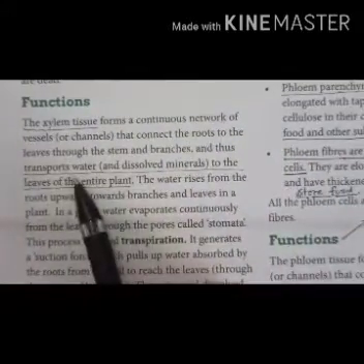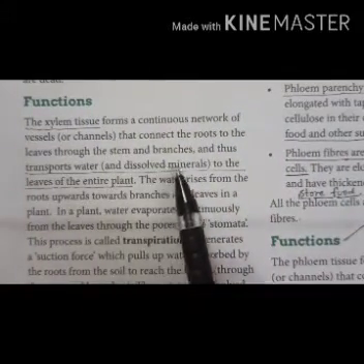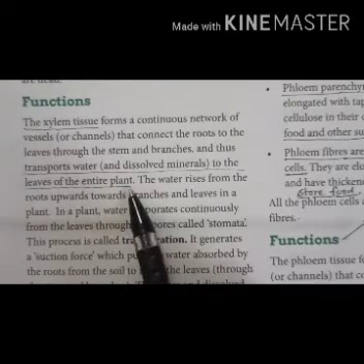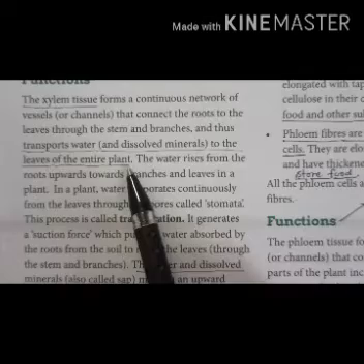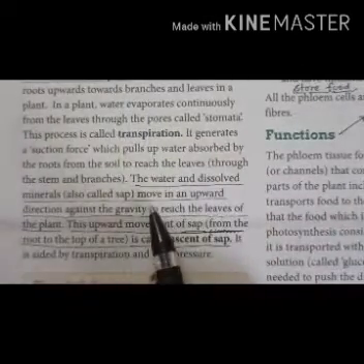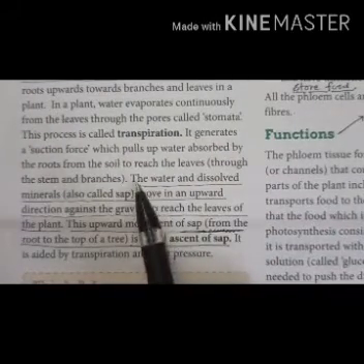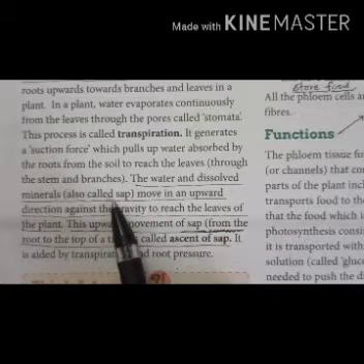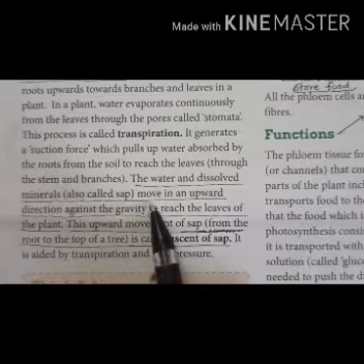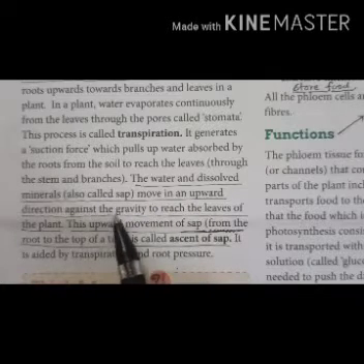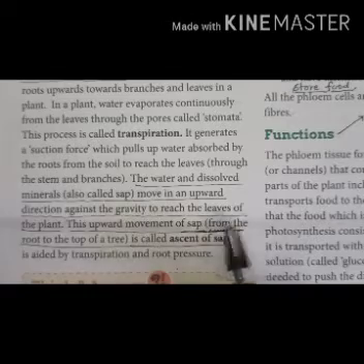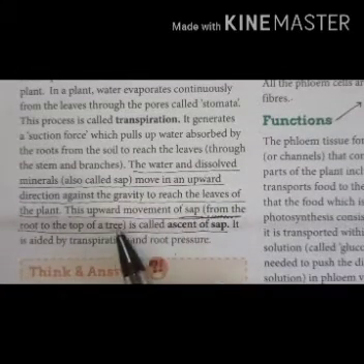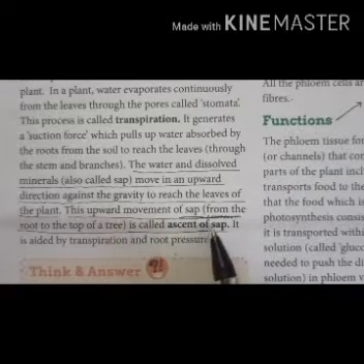Now next, what is the function of xylem? All of you know they help in transport of water and dissolved minerals to the leaves of the entire plant. From where? From the roots. And they also help in ascent of sap. What is ascent of sap? Actually, the water and dissolved minerals are also called cell sap. They move in upward direction against gravity to reach the leaves of the plant, and this upward movement of sap from root to the top of the tree is called ascent of sap.